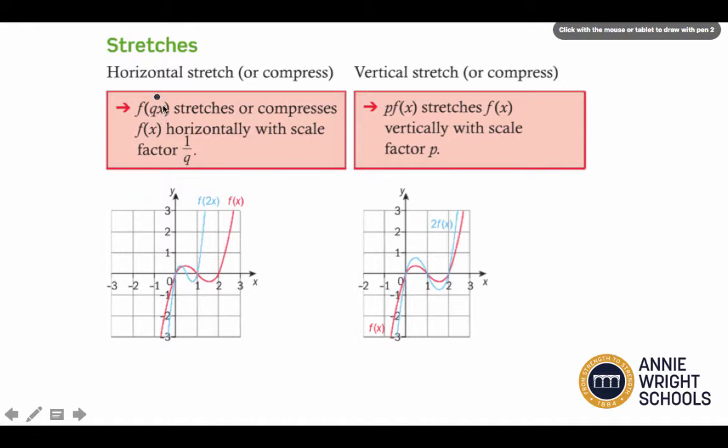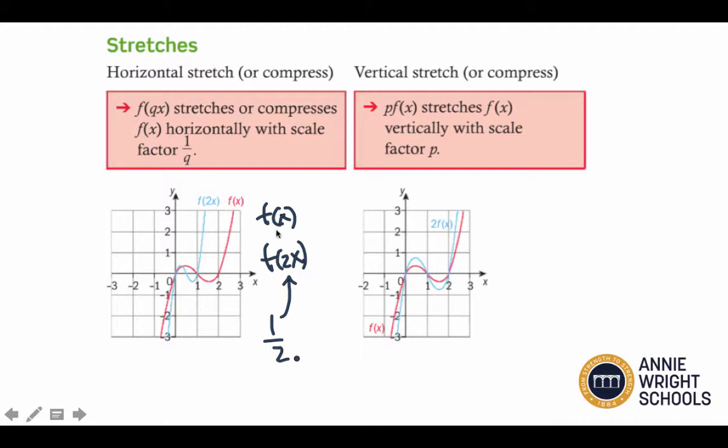When you multiply by the x, a 2 inside here will actually change it by a factor of a half. So now this 1 is acting like, a 1/2 is acting like 1. So think about f of x and f of 2x. It's that same idea. What do I need to plug in for x here to get a 1? I need to plug in a 1/2.